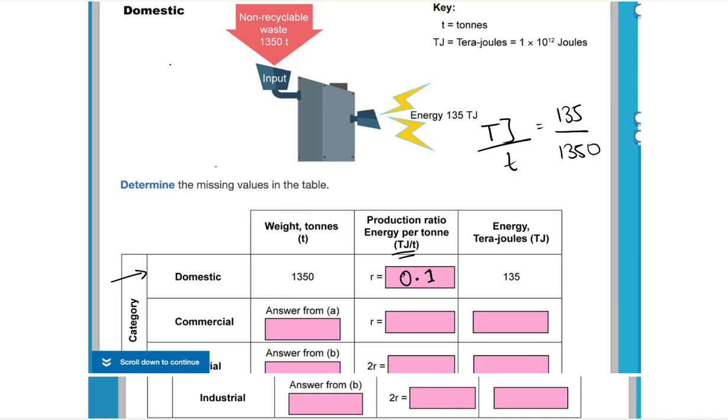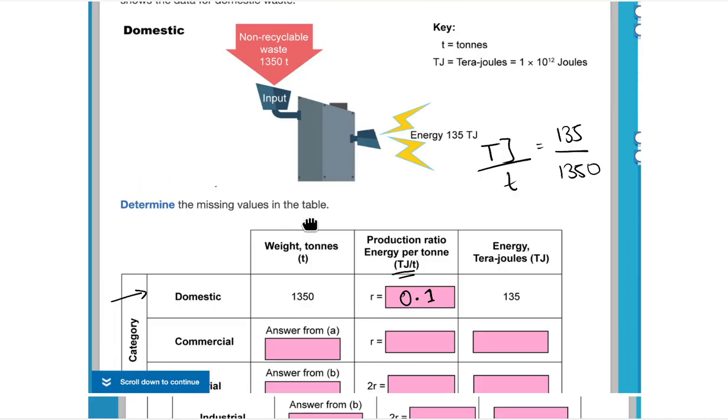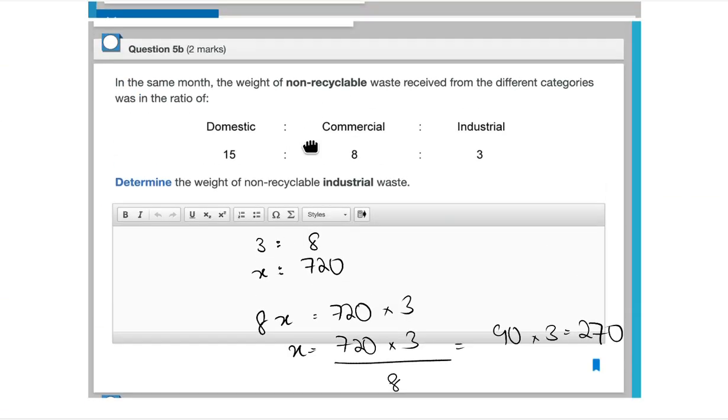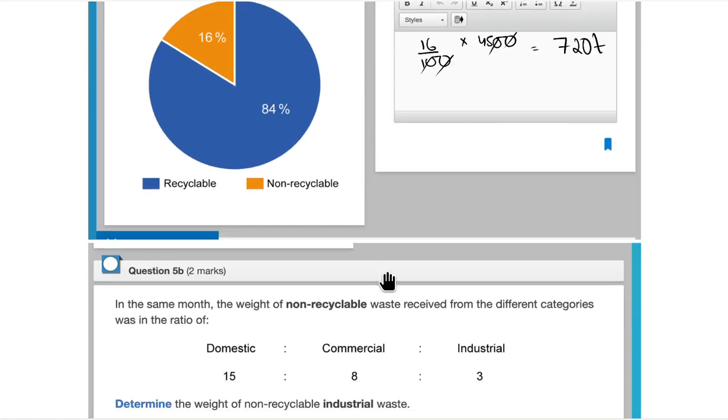Then it asks for commercial. Now commercial is an answer from A. So what was the answer of A? That was 720.